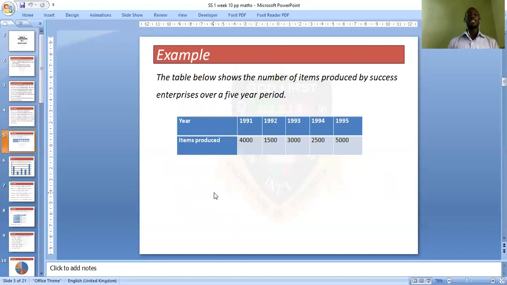In 94, 2,500, and in 95, 5,000. Note your frequency is on the vertical axis, and your items or variables are always on the horizontal axis. We already know that a graph is represented by a y-axis and an x-axis, which represent the vertical and horizontal. So these are the frequency and the item produced: 4,000 in 91, 1,500 in 92, 3,000 in 93, 2,500 in 94, and 5,000 in 95.